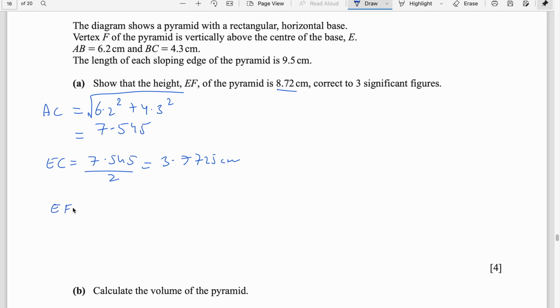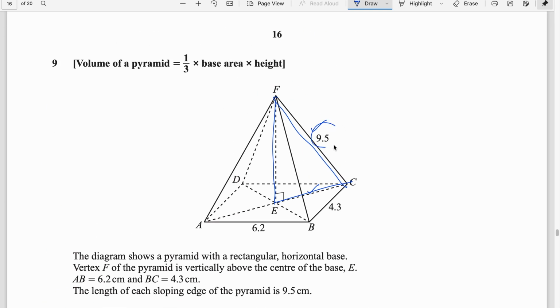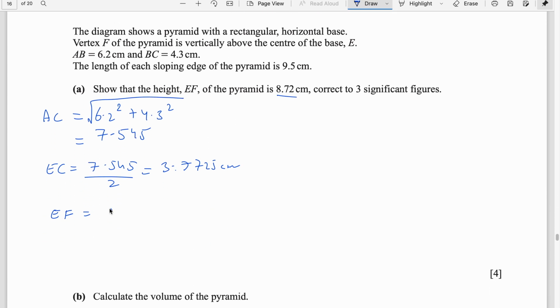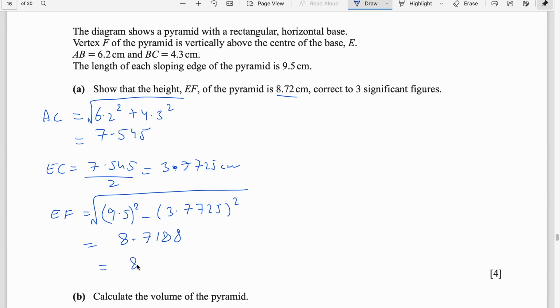So EF equals 9.5 squared minus this 3.7725 squared. The square root of 9.5 squared minus 3.7725 squared. You get 8.7188, which is approximately equal to 8.72.